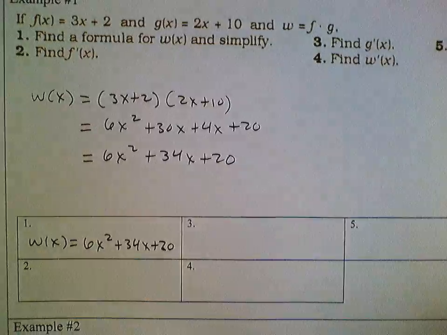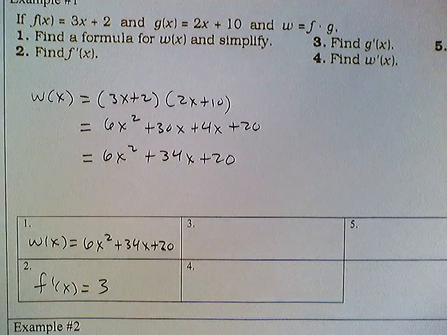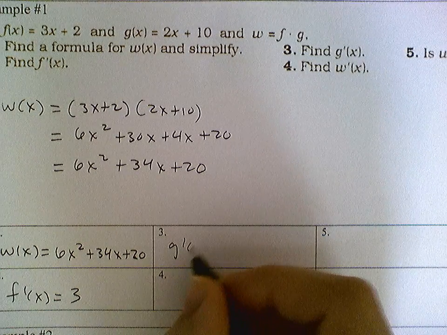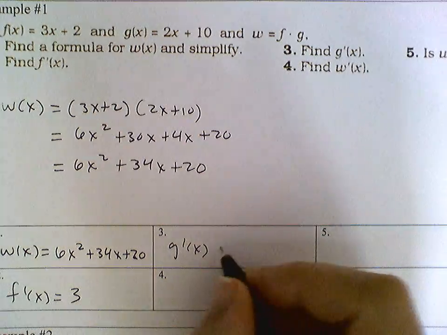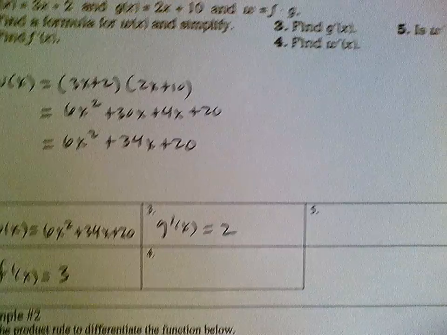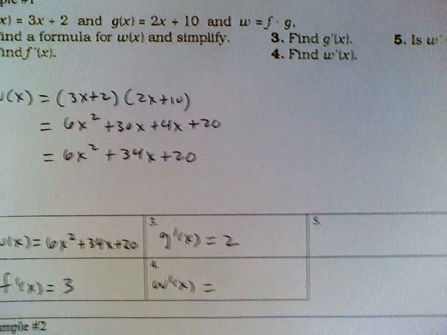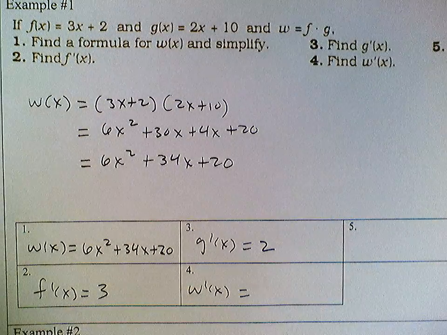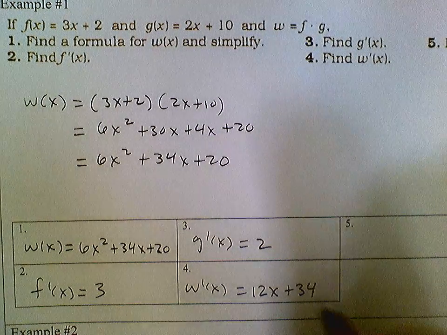Number 2, find f prime of x. f of x is 3x plus 2, so f prime of x is 3, just using the power rule. For number 3, g prime of x: g of x is 2x plus 10, so g prime of x is 2. And then number 4, they want w prime of x. For that, I will use what I found w of x to be when I distributed and simplified. Using the power rule, we get 12x plus 34.